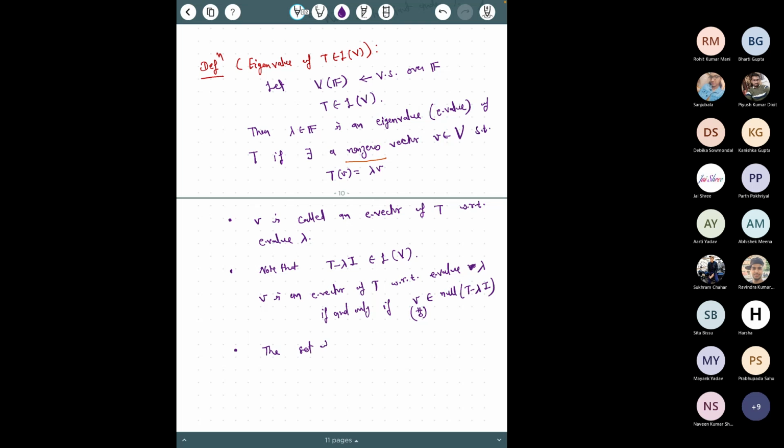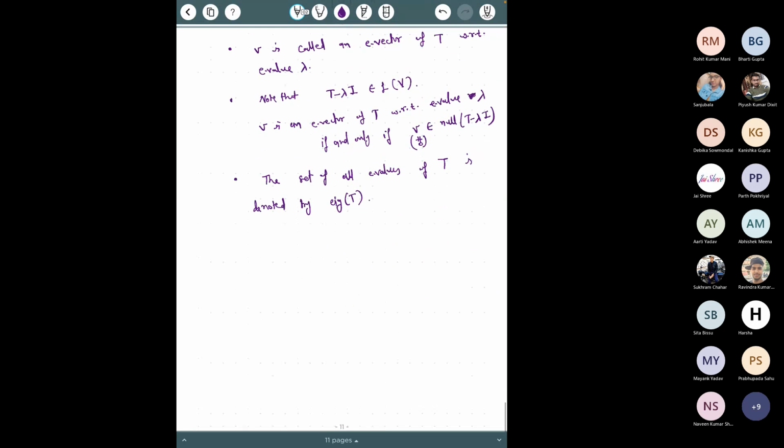So the set of all eigenvalues of T is denoted by eig of T. So this is the notation I will use to denote the eigenvalues of T. This is the definition of eigenvalues of a linear transformation. But on the same lines, we can talk about eigenvalues of a matrix also. So let me define that also, and then we will move further.